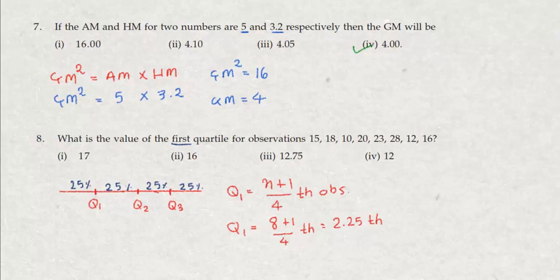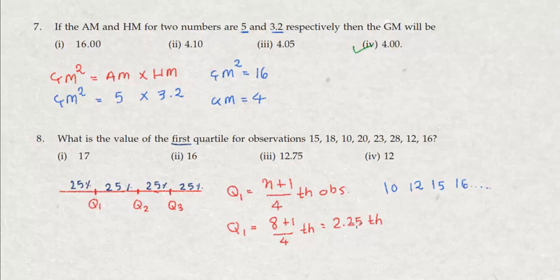First we have to arrange the data in ascending order. Let me arrange the data. The lowest observation here is 10, so we can start with 10, then the second one is 12, after 12 we can see it is 15 and then 16, and so on, but we only need the 2.25th observation, so we can find our answer by arranging only the first 4 observations.